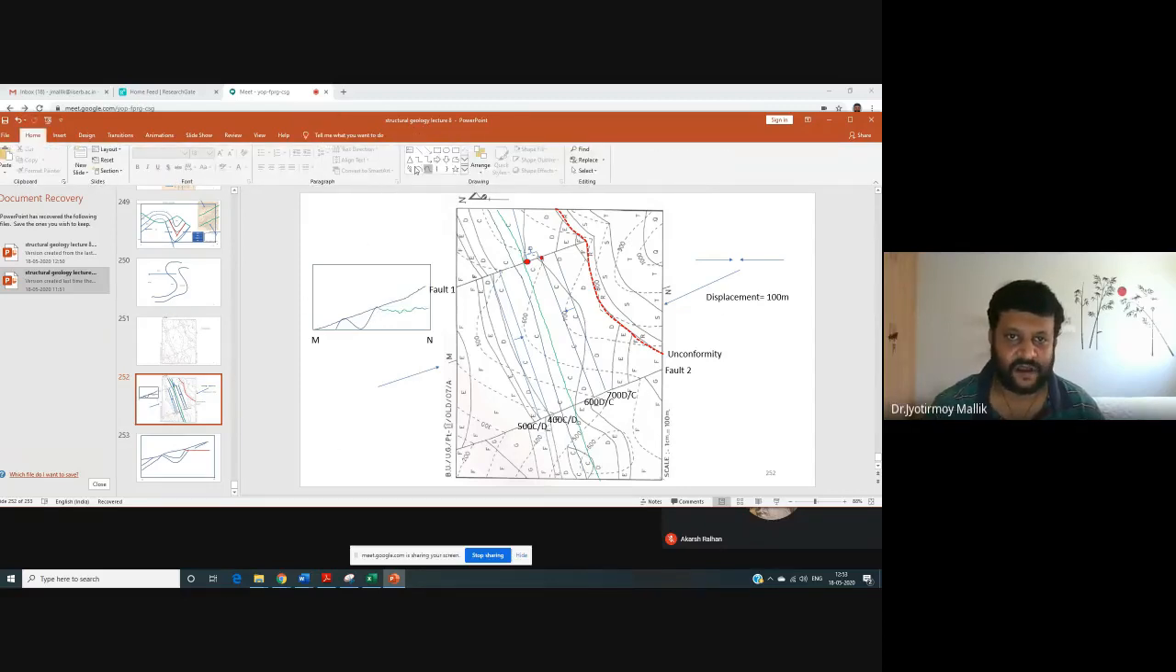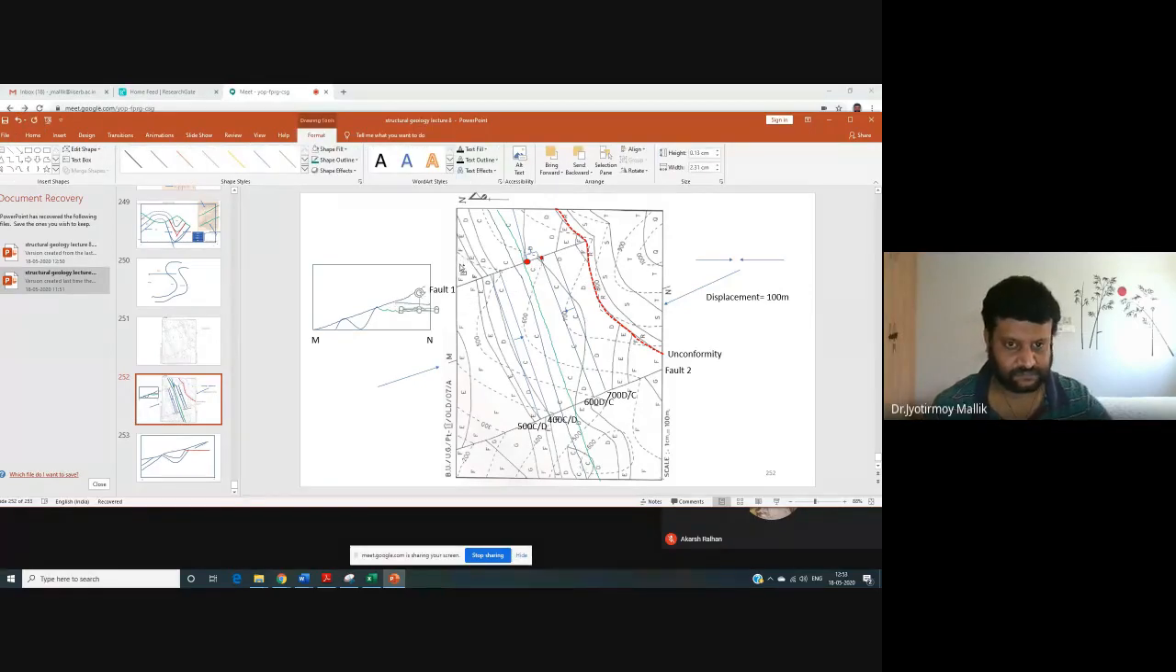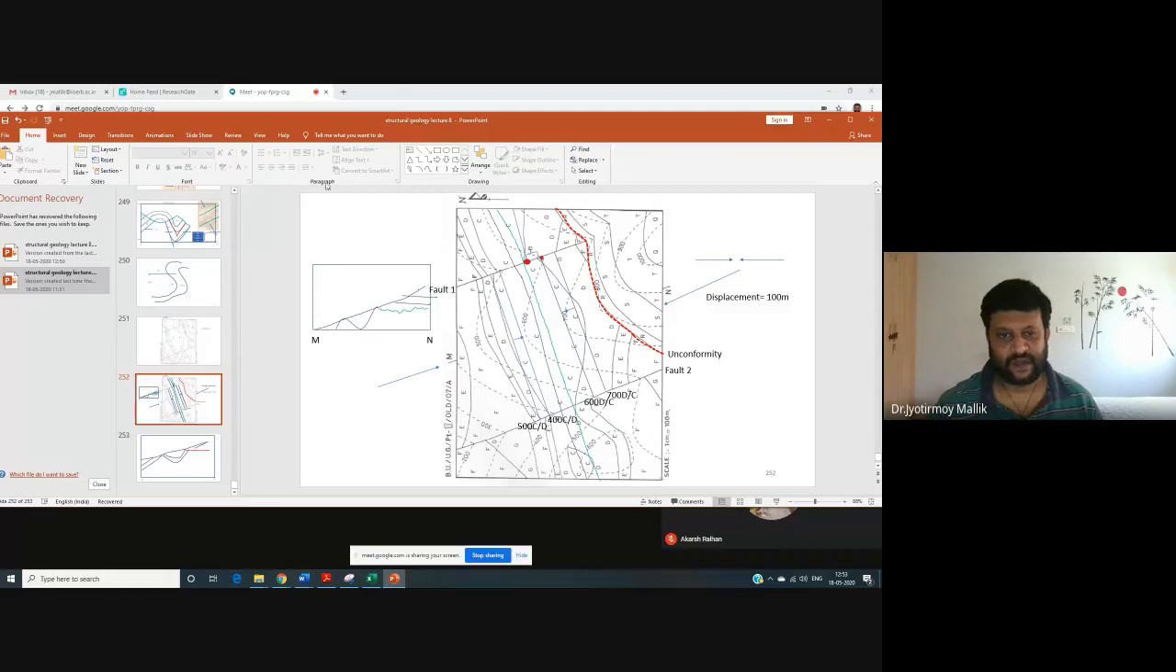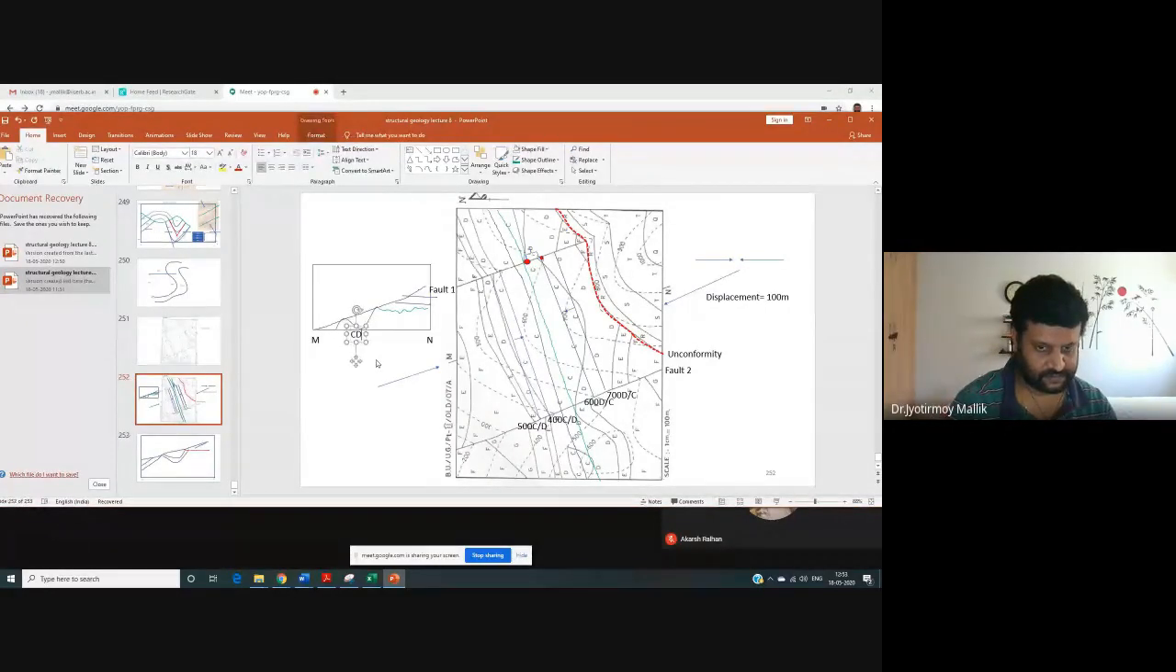And on the top of the unconformity, there will be another set of beds. So these are my CDEF set of beds. These are my CDEF set of beds. These are my CDEF set of beds. And these are my QRST set of beds.